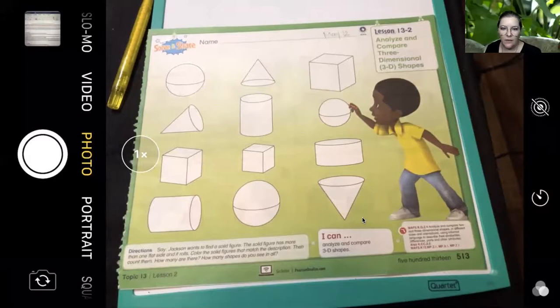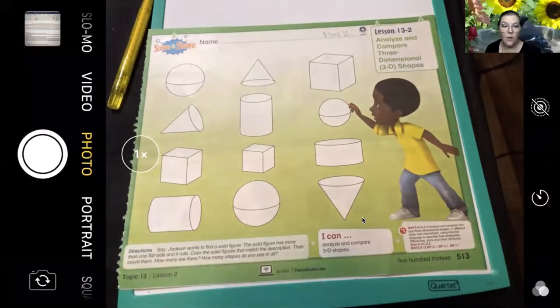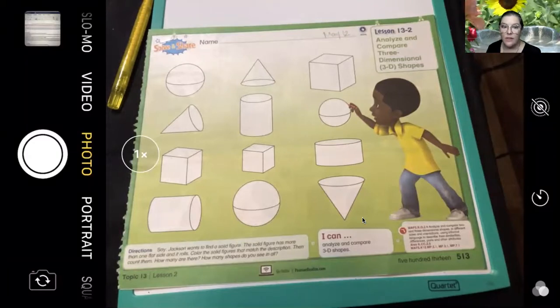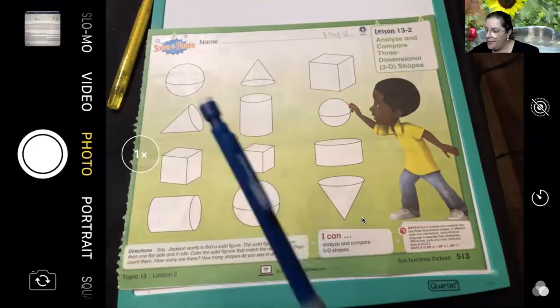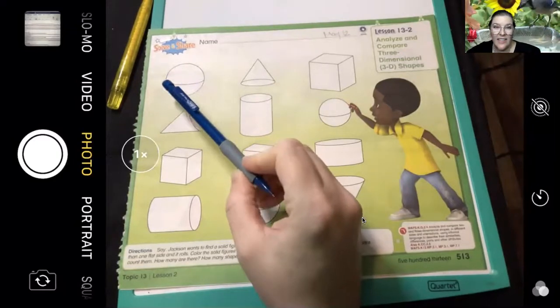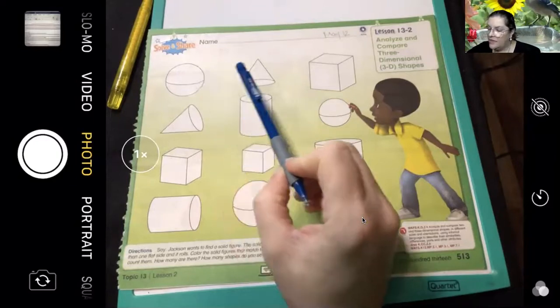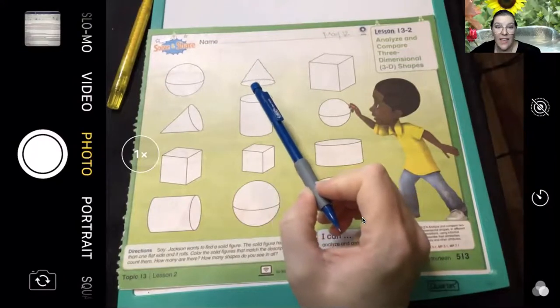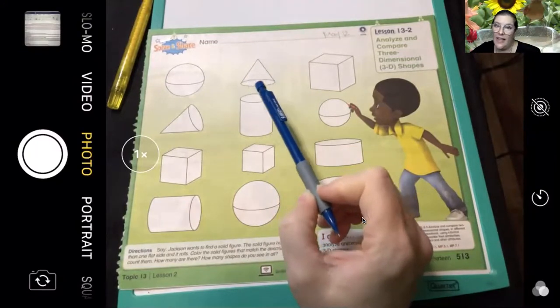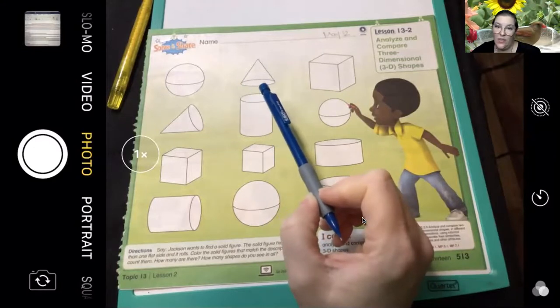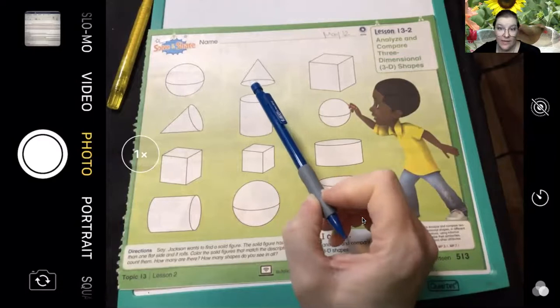The solid figure has more than one flat side, and it rolls. So a figure that has more than one flat side and rolls. Let's look. Does this sphere have a flat side? Nope, can't be that one. Does this cone have more than one flat side? It just has one flat side, doesn't it? So this can't be it, even though that one rolls and it has a flat side. It doesn't have more than one flat side.